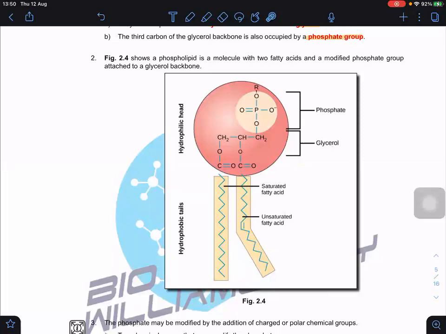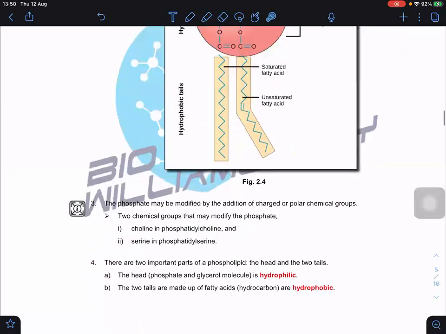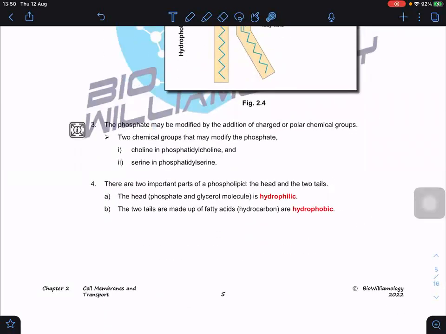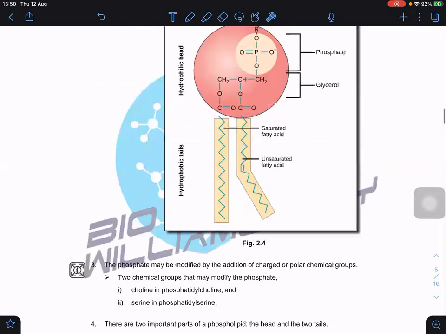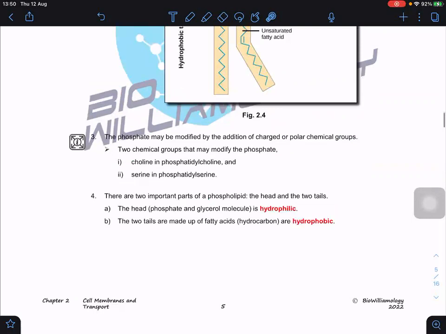This phosphate group can attach to additional molecules to increase the hydrophilicity. So the phosphate may be modified by an additional charged or polar chemical group to increase the solubility. Two chemical groups that can modify the phosphate of the phospholipid molecule are choline or serine. With choline you get phosphatidyl choline, and with serine, phosphatidyl serine. This is extra information for you guys.